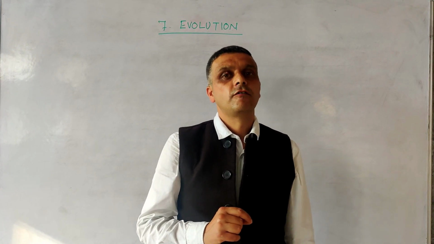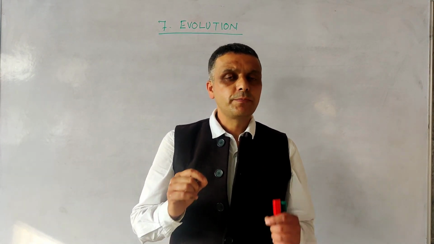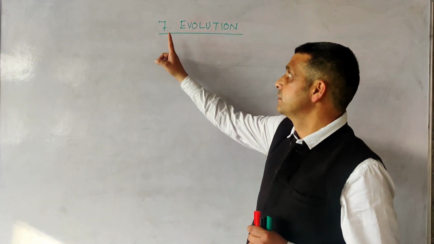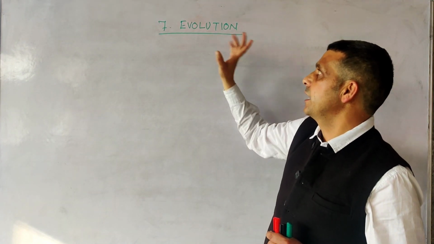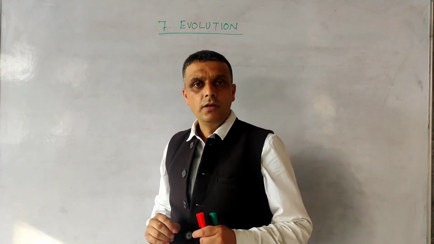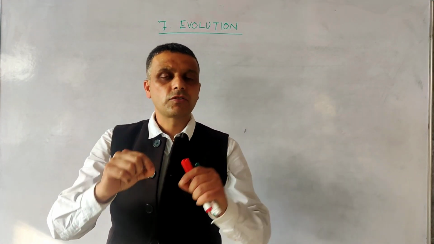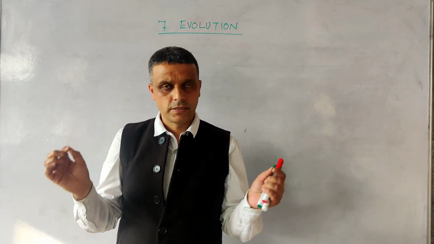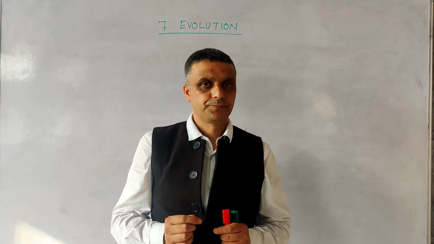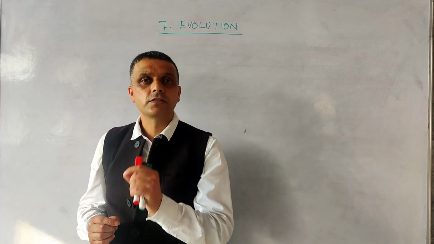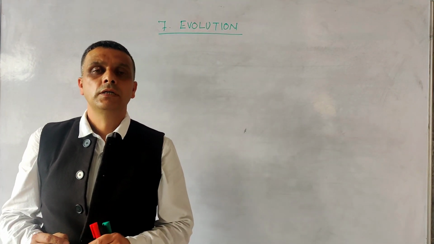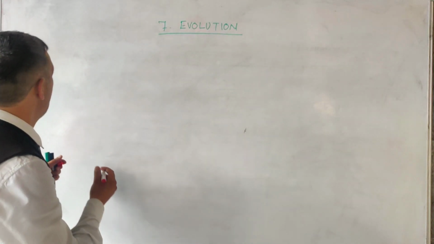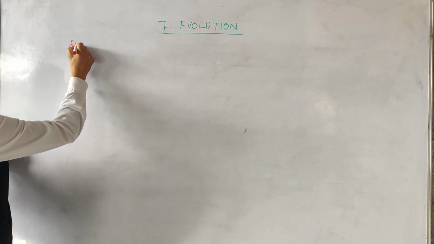Dear students, from today we shall be starting with a new chapter, that is chapter number 7, titled as Evolution. Before getting into the chapter, we must be familiar with some basic concepts and terms. And the very first term you will encounter in this chapter in your NCERT book is evolutionary biology.